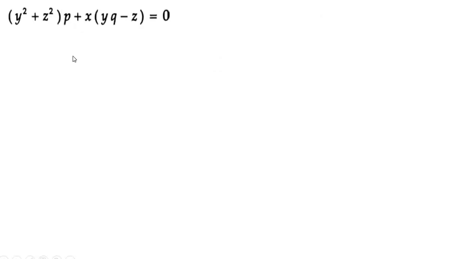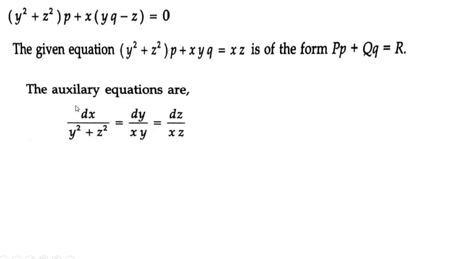y square plus z square into p plus x into yq minus z equal to 0. Okay, so what do you have in the place of capital P? In the place of capital P, you have y square plus z square. In the place of capital Q, you have to multiply here. x into yq is xyq. So in the place of capital Q, you have xy, plus x into minus z is minus xz. So take minus xz to the other side. That will be plus xz. So in the place of r, you have plus xz.